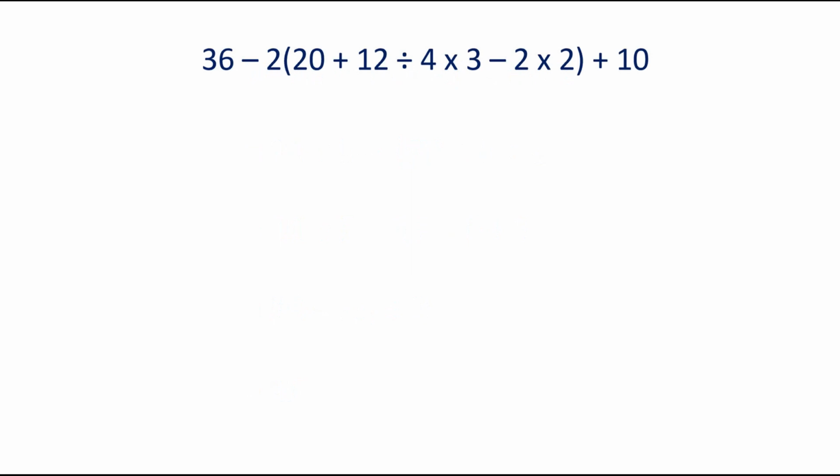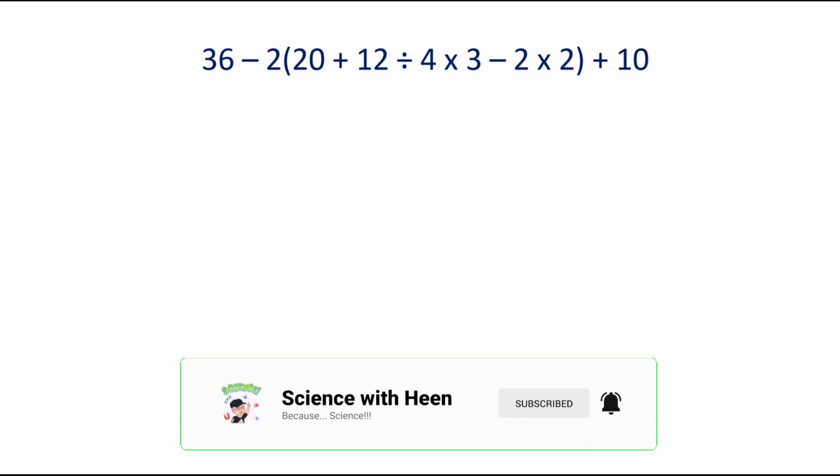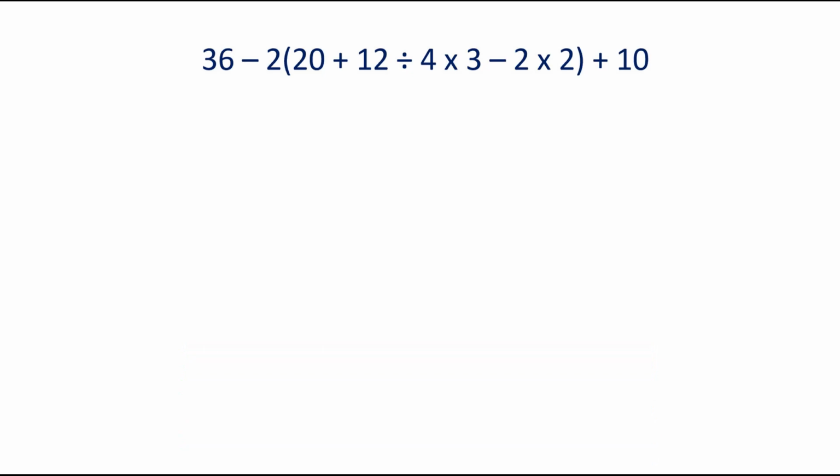One more quick example, 36 minus 2 into 20 plus 12 divided by 4 times 3 minus 2 times 2, close the bracket, then add another 10. Right, well, we're still starting with brackets. It's just that within this bracket, we have a number of things to do. That's okay. Only look at the brackets, because that was our first part of BODMAS. But within that bracket, we're going to use BODMAS. So we're not just going to look in the bracket and do 20 plus 12. We're still going to do multiplication and division before we do addition and subtraction. We would do orders even before that, but we don't have orders in this example.